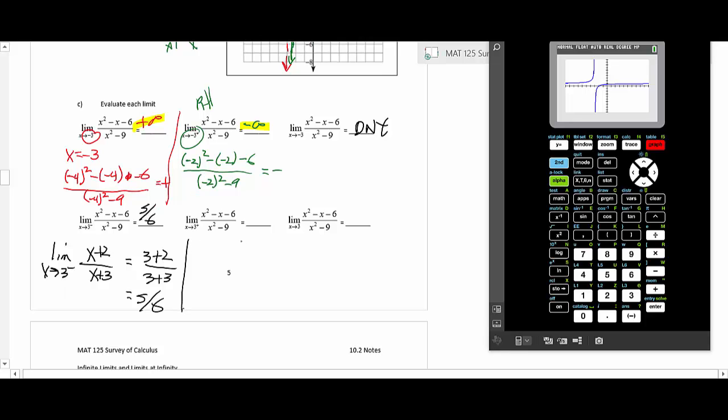Okay, next one we're going to do the same thing. We're going to plug in the 3 again. If you do the right hand limit, you're going to get the same thing anyway. You just do 3 plus 2 over 3 plus 3, so you still get 5/6. Okay? So what's the answer to the two-sided limit? 5/6 also. The thing that sometimes students get confused on is this was an asymptote.